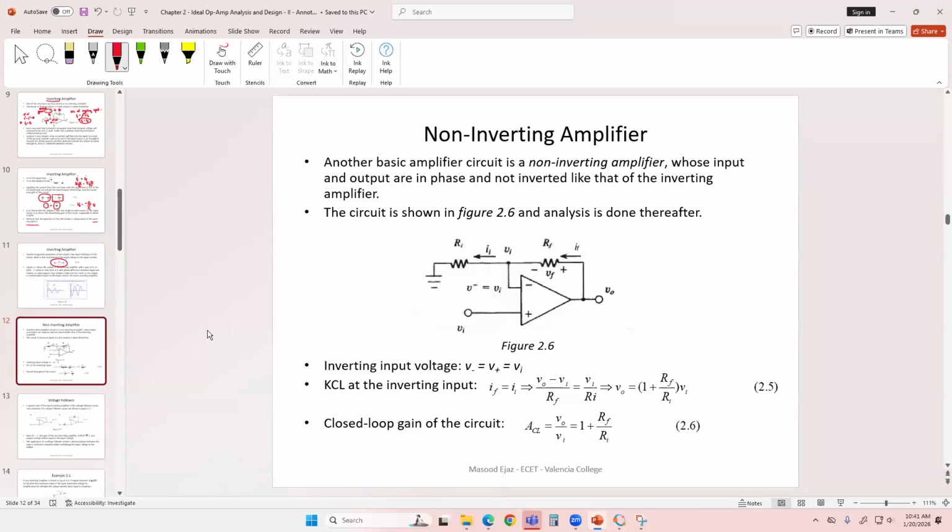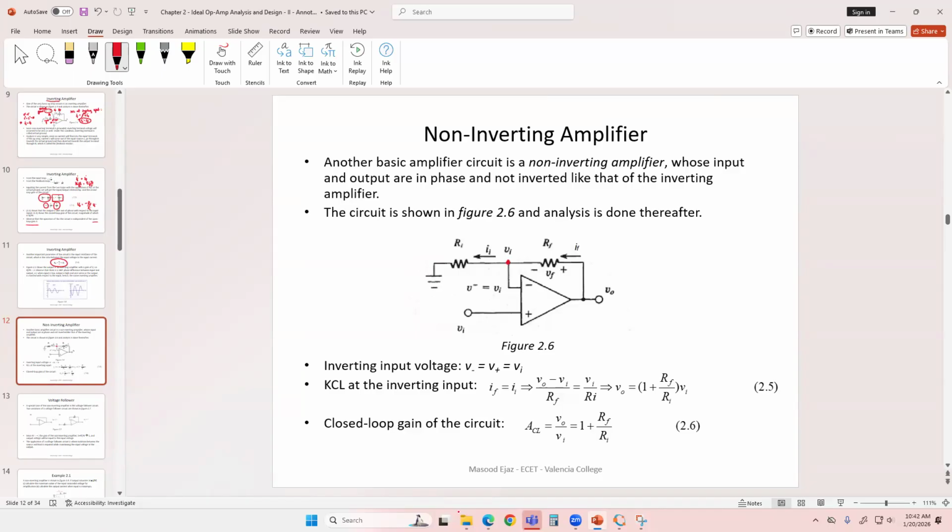How do you recognize if it's a non-inverting amplifier? The input is connected to the non-inverting terminal of the operational amplifier, V positive. And then you have a resistor Ri here, a resistor Rf here. And once again, when you're doing the derivation, you can apply any direction of current, it doesn't really matter. All you have to do is apply KCL at the inverting terminal. So remember, this is the inverting terminal, this is the non-inverting terminal.